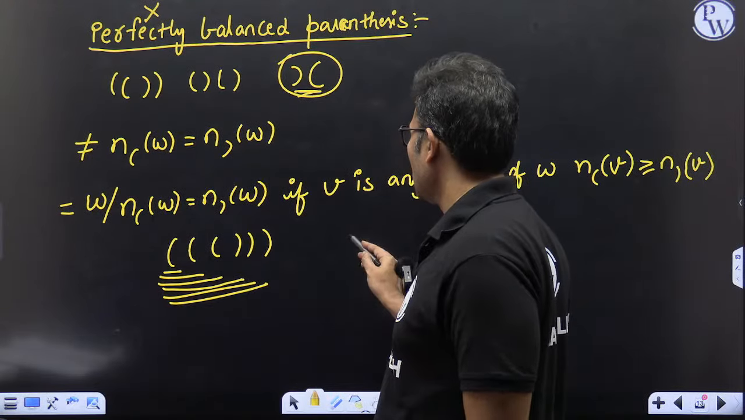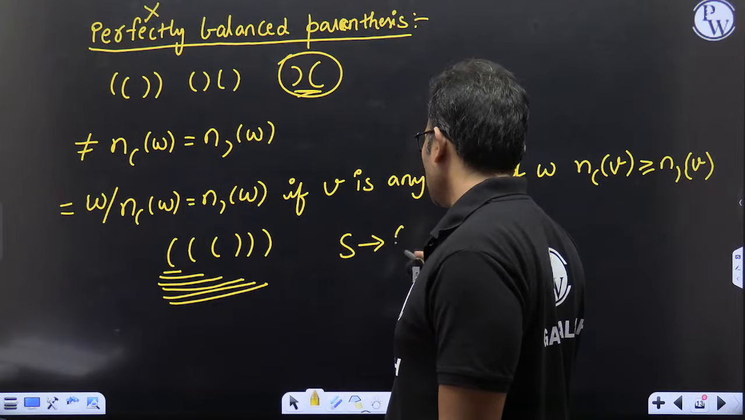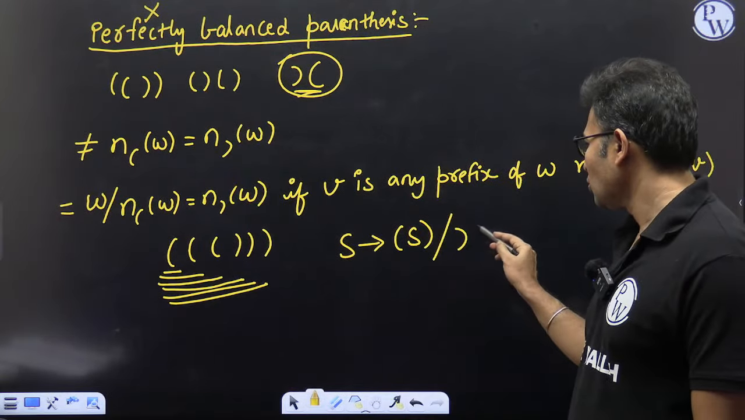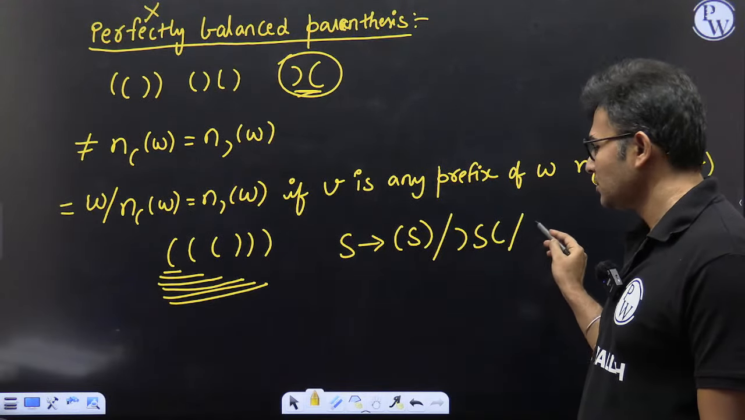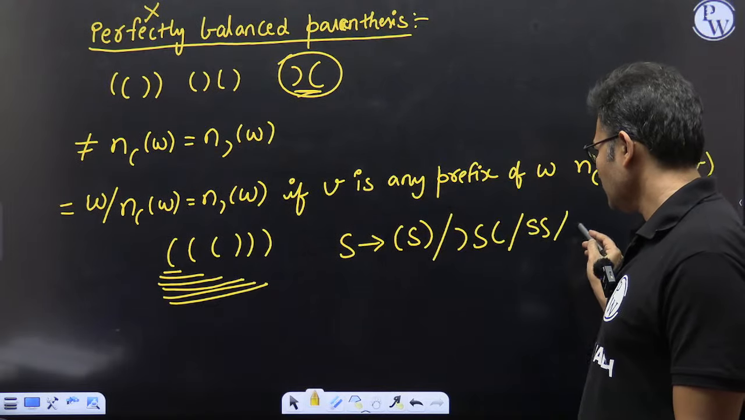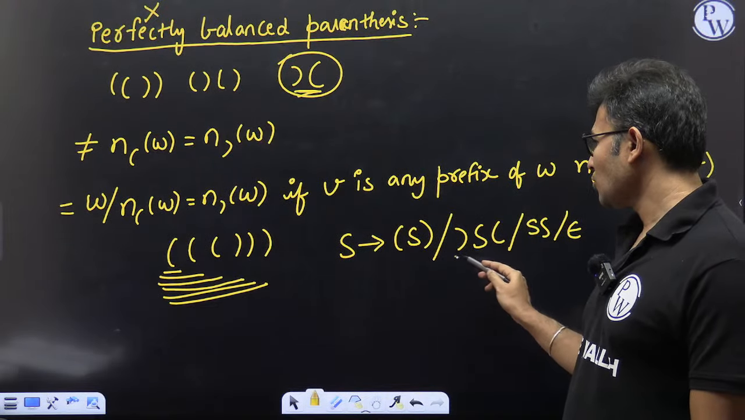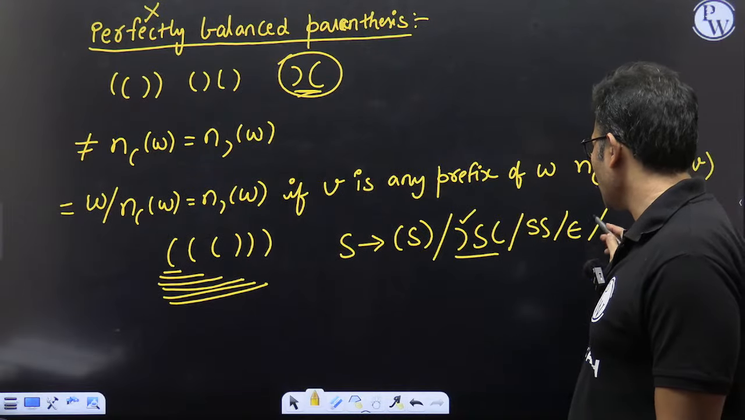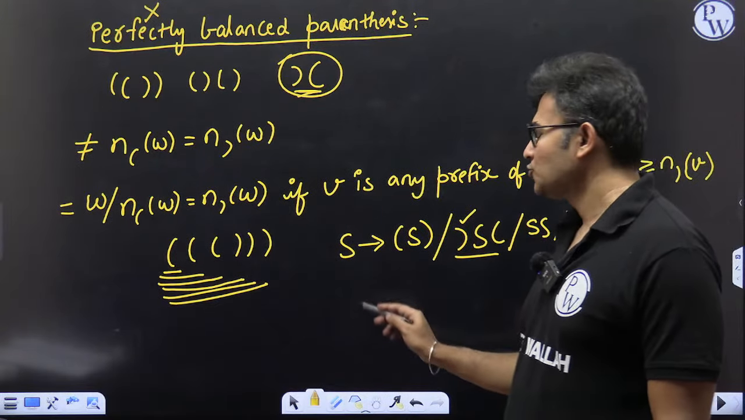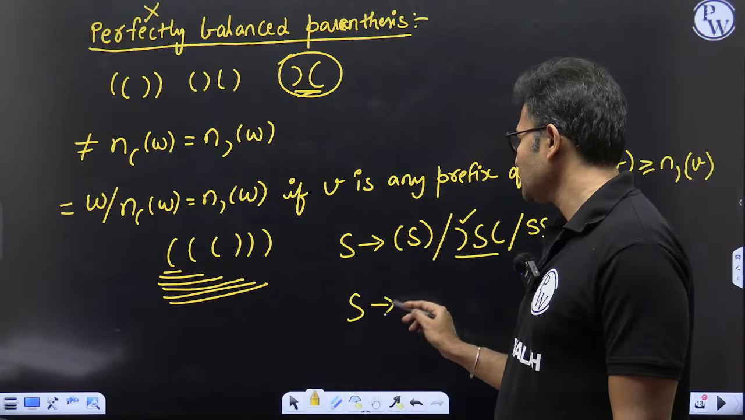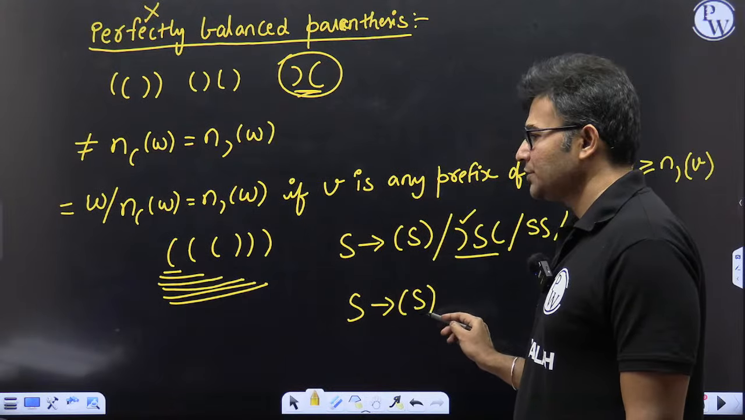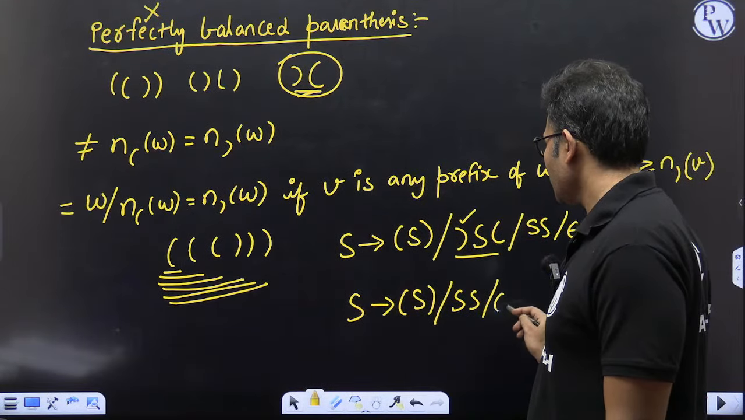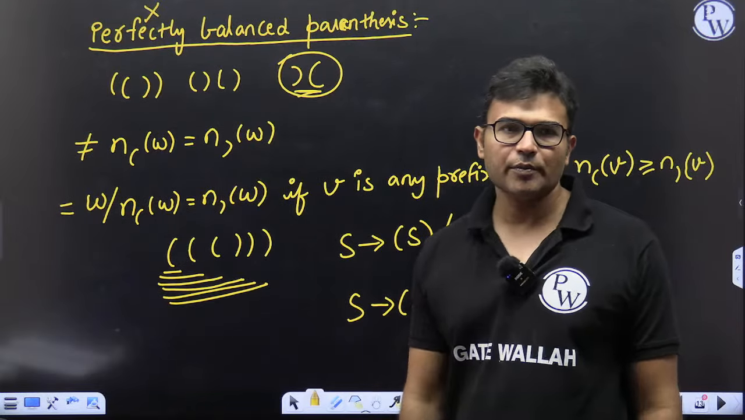Okay. So if you write the grammar like this, S derives open brace S close brace S, or SS, or epsilon, you are going to generate open brace before close brace incorrectly. So this is not the grammar, right? So the grammar is S derives open brace S close brace, or SS, or epsilon. This is the grammar.